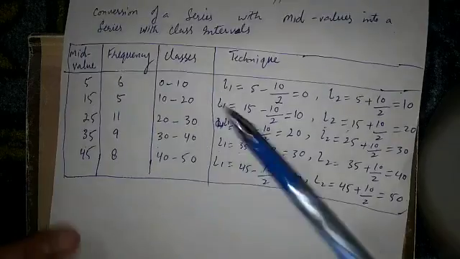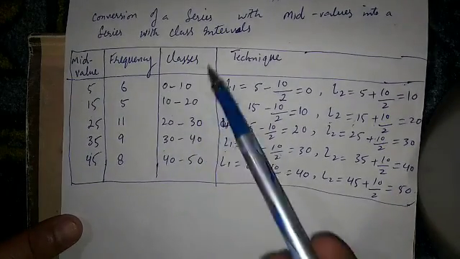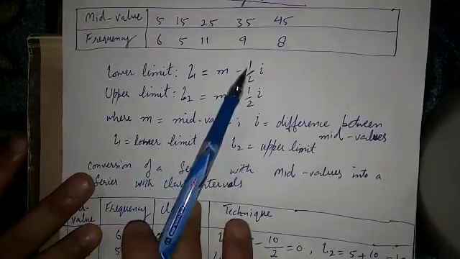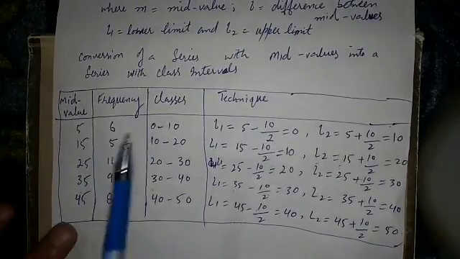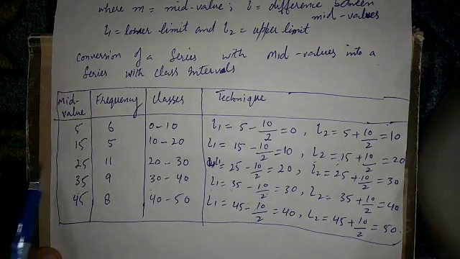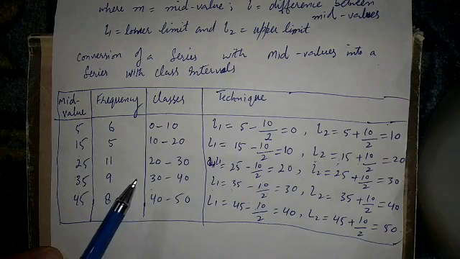So in this way, this is the technique where we get the lower limit and upper limit with the help of this formula. In this way we can convert a series with mid values into a series with class intervals.